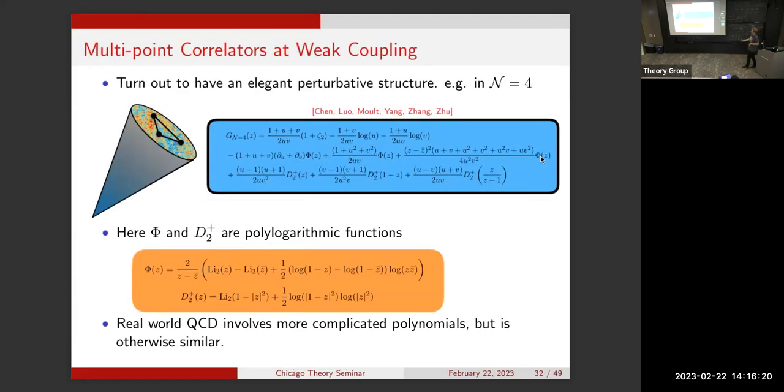For example, if you compute this three-point correlation function in N equals four, since in QCD it's a little bit more complicated, I'll just give the N equals four result here. To lowest order in perturbation theory, you get this very nice compact answer, expressed in terms of particular polylogarithmic functions. This is not much more complicated than a four-point function of local operators, or essentially a one-loop Feynman integral. It's expressed in terms of the same classes of functions, which gives much hope that one could compute these either at higher perturbative orders or for higher-point structures, using a variety of techniques developed in the amplitudes world.